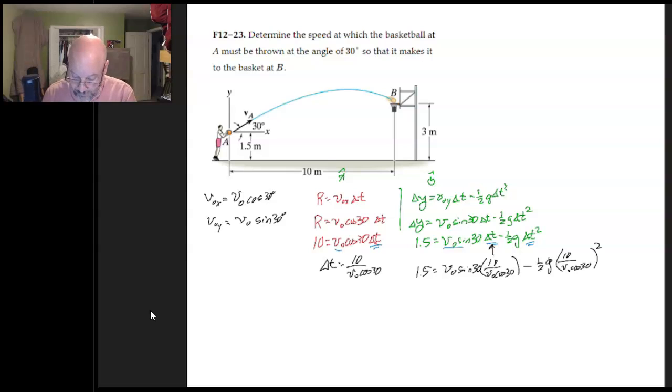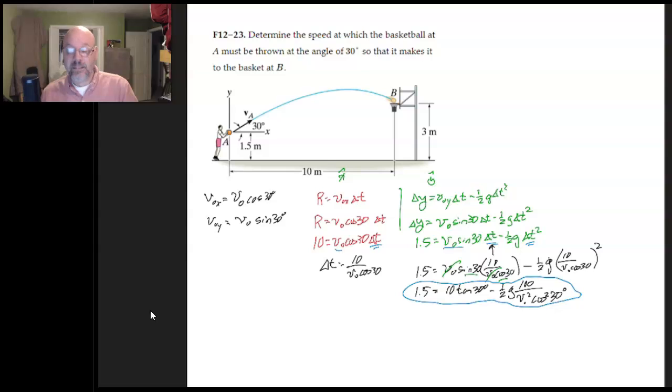Now, kind of cool here. Look at that. That cancels completely. Sine over cosine is a tangent. So if we rewrite this thing, we get 1/2 is equal to 10 times the tangent of 30 degrees minus 1/2 g times 100 divided by v naught squared times cosine squared 30 degrees. So now we've got this equation right here. That's going to work out for us.